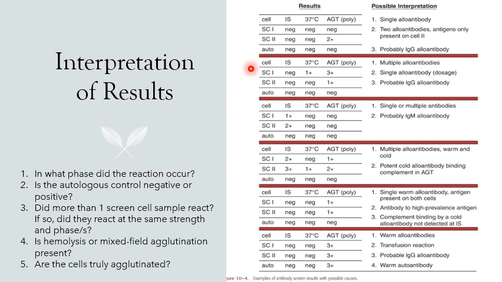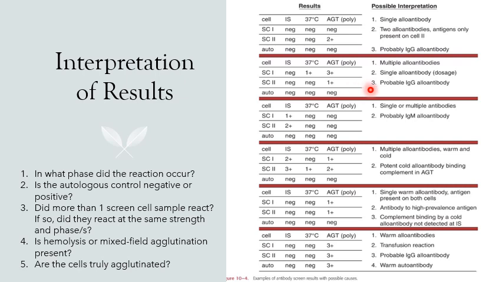Next case is the screen cell 1 has a negative reaction in immediate spin phase, but has a 1+ reaction at the thermal phase and 3+ reaction at the AHG phase. In screen cell number 2, negative immediate spin and 37 degrees Celsius, but 1+ yung AHG phase natin. While yung autocontrol is all negative. So, hindi siya autoantibody kasi negative yung autocontrol.